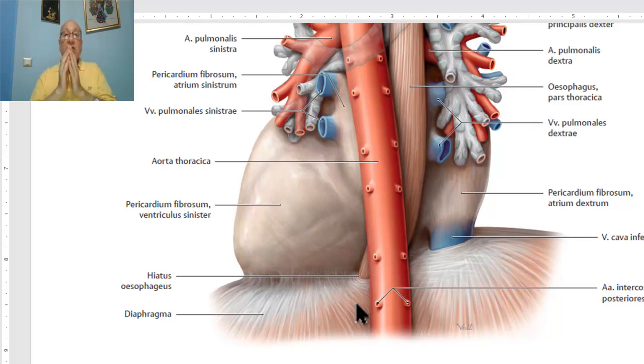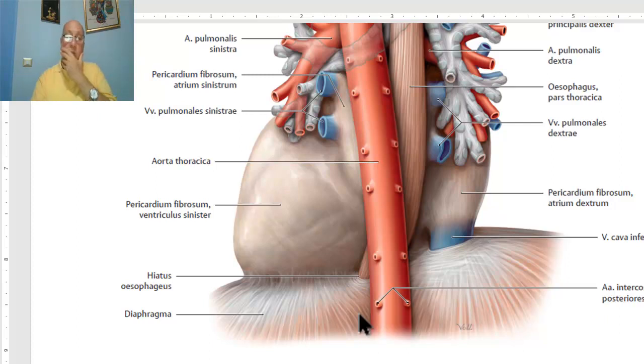Therefore, there are 4 structures anterior to the descending aorta: the left main bronchus, the pericardium, that is the fibrous pericardium and the oblique sinus of the serous pericardium, separating the aorta from the left atrium. Then the esophagus, then the diaphragm. These are the structures related anteriorly to the aorta from above downward.